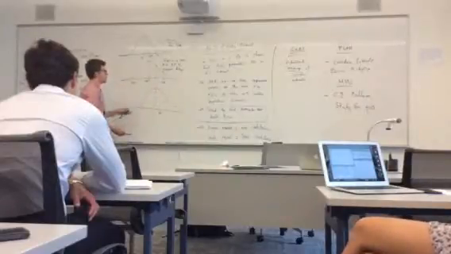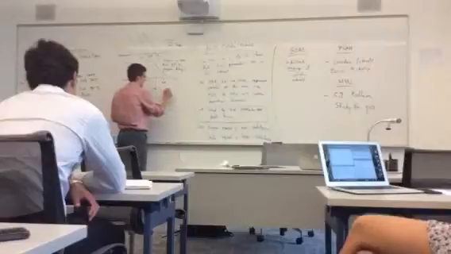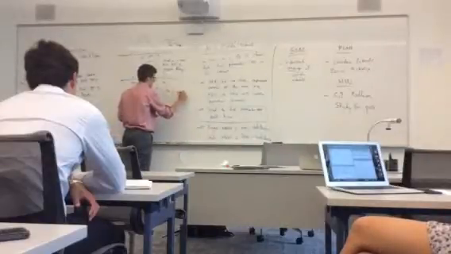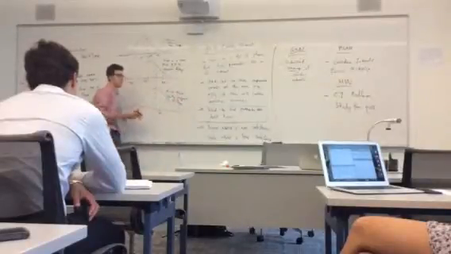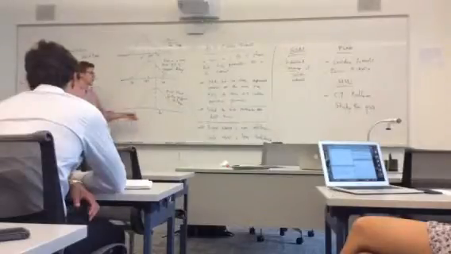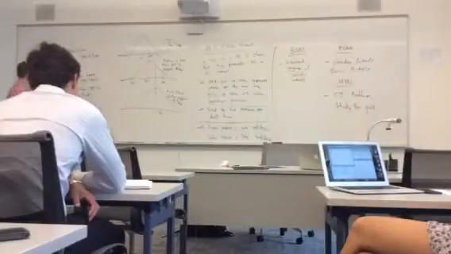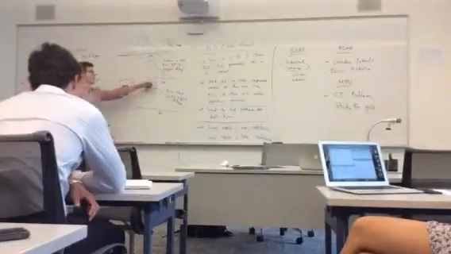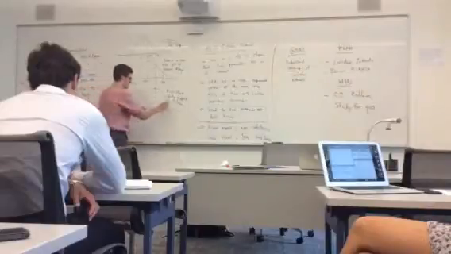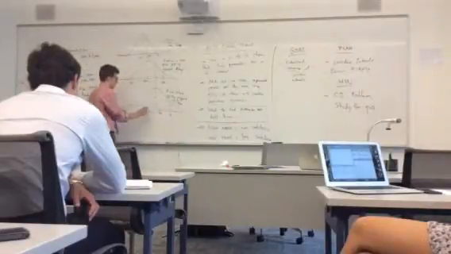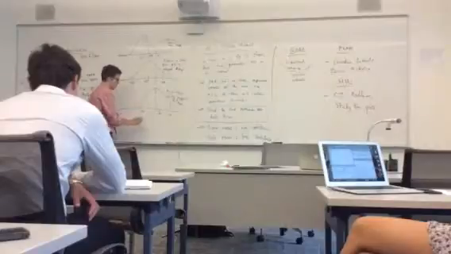I could do the same thing if I did another poll and found that 60% support Hillary. Where is my confidence interval going to range now? Kat, what's going to be my upper bound on this confidence interval? Here I went from 0.5 to 0.6. Here I went from 0.55 to 0.65. So I'm going to go from 0.6 to 0.7, and I'm going to go from 0.6 down to 0.5.